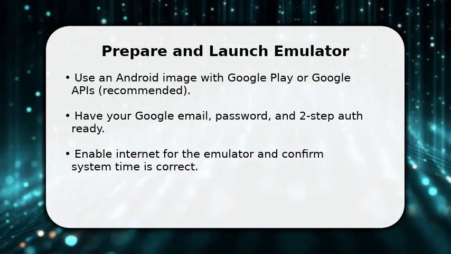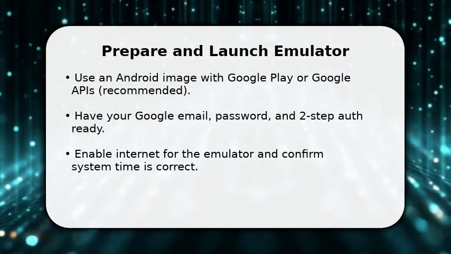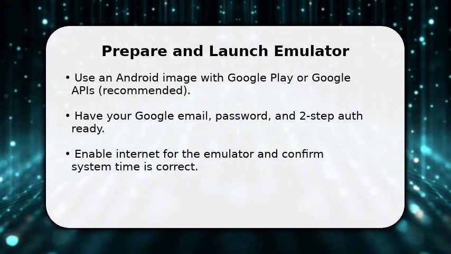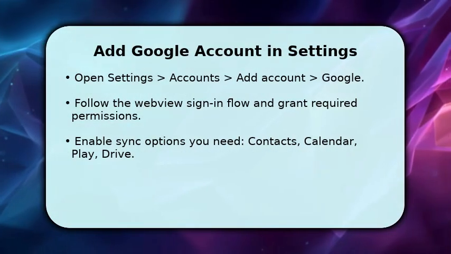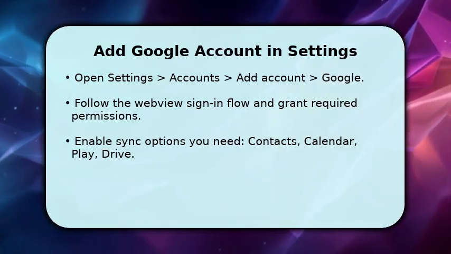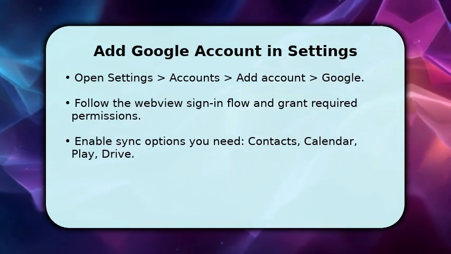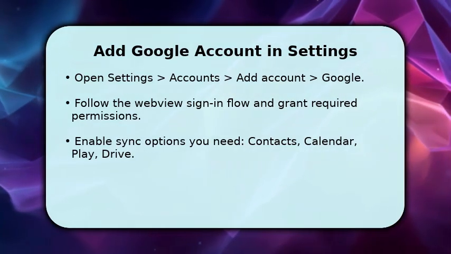Now open the emulator and go straight to settings. Don't waste time downloading extra apps yet. From settings, choose accounts, then add account and pick Google. The built-in web view will load the Google sign-in page. Enter your email, password, and complete any two-step verification prompts. Make sure you accept required permissions so Play services can function.